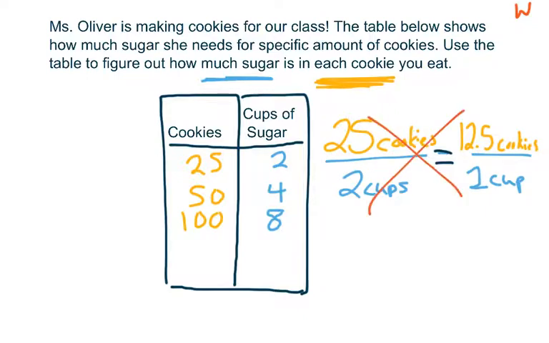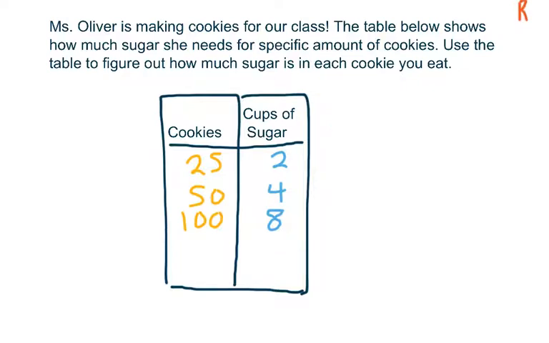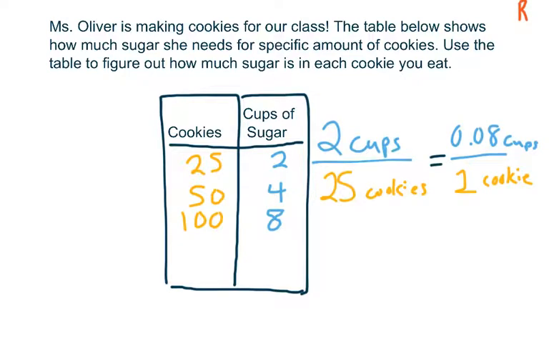So this is not the answer we're looking for, so let's see if we can find a student who did it correctly. This is what another student did. Again, they still used the 2 and the 25, which is great. But instead, they switched it. They inverted the fraction. They put the 2 cups on top and the 25 cookies on the bottom. I agree with this because we are looking for per 1 cookie, and that's what we have as our denominator here, 1 cookie. That's what we want.